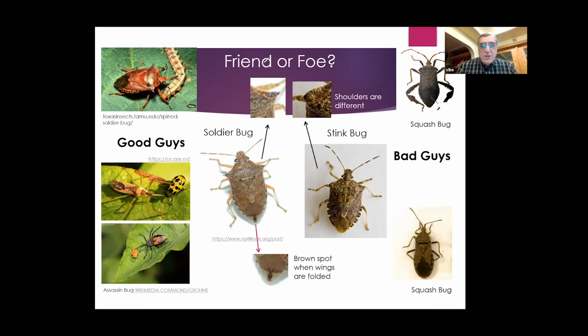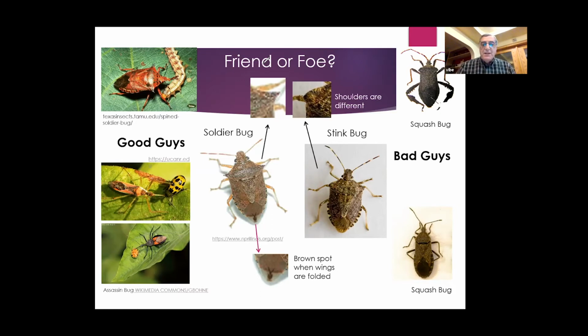So the better thing to do is if you look at the tail of the soldier bug, you'll see a little dot. That's actually 2 markings that are on each wingtip. And when the wings fold, they come together and it creates a little dot. And you'll see that I wrote brown spot where the wings are folded. You don't see that on the stink bug.